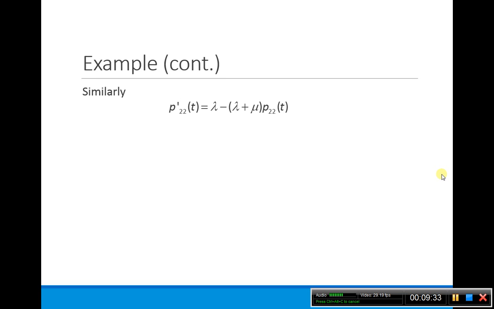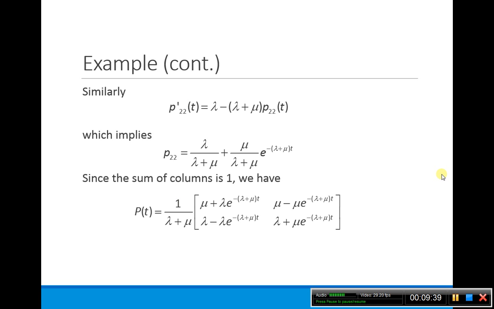If we do the same thing for P22, then we have this form for P22. Finding P12 and P21, we can just realize that the columns sum to 1, so we get our P of t here.